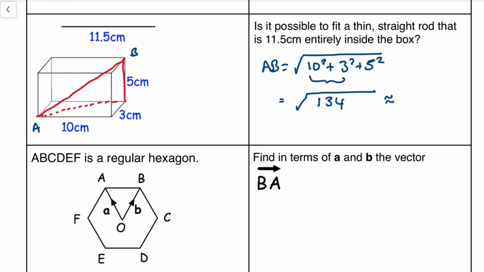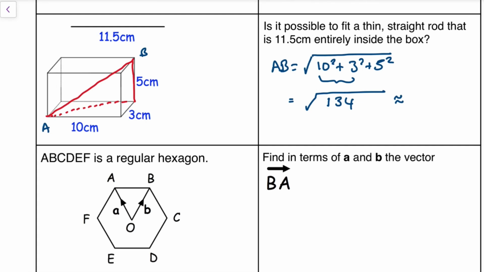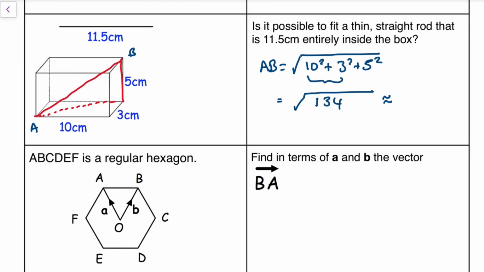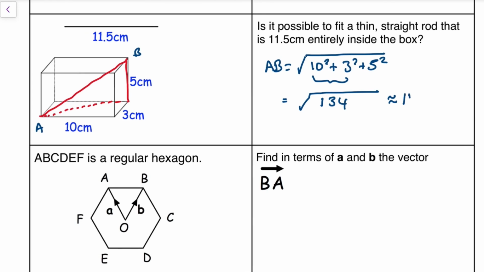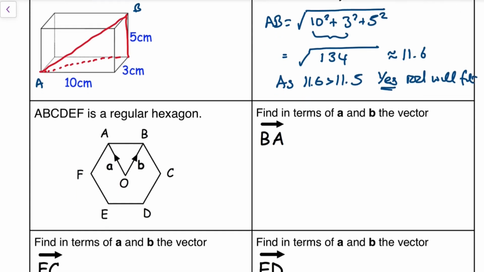This is probably going to be a calculator question because I need to do the comparison. So if I do the square root of 134, the calculator tells me that's 11.575836, which I'm going to approximate as 11.6. Then a clear statement. So as 11.6 is greater than 11.5, yes, there's my answer. The rod will fit. And there we go, question done. Not too bad. Notice I've given a conclusion with reasoning. You will not get the marks if you just write yes.